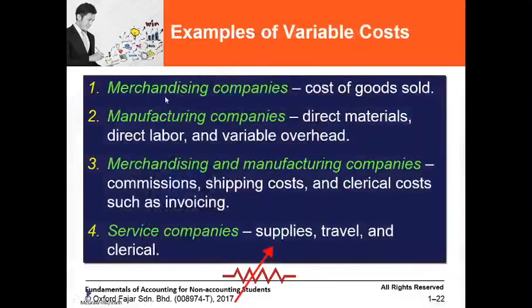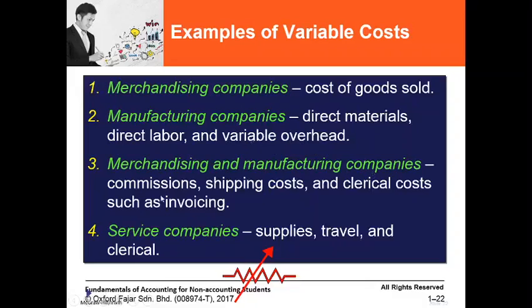In merchandising companies, companies who just buy a product from the suppliers and resell it back to the market, the variable cost is cost of goods sold. Okay, the more products that they sell, therefore the higher the cost of goods sold in a merchandising company. For a manufacturing company, variable costs are direct materials, direct labor, and variable overhead. Okay, so we'll look into this later on.